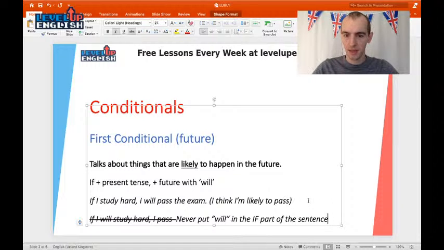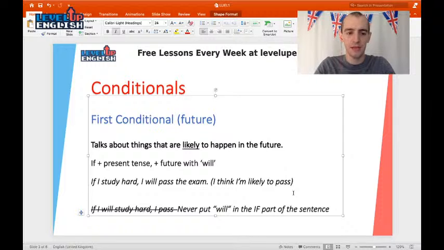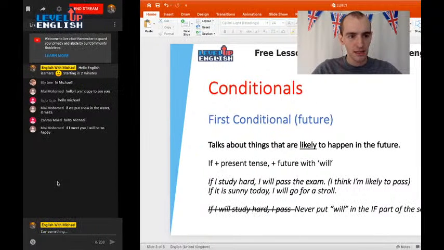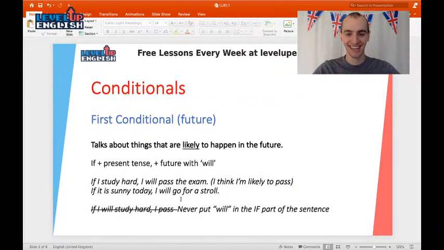Let's do one more example, something that could happen in the future, likely to happen. If it is sunny today, which I think it is looking outside, I will go for a stroll. Stroll means like a walk, casual walk. So any examples coming in here? Another one from My Mohammed. If I meet you, I will be so happy. Yes, perfect. I will be happy to meet you too. If I meet you, I will be so happy. That's really good.